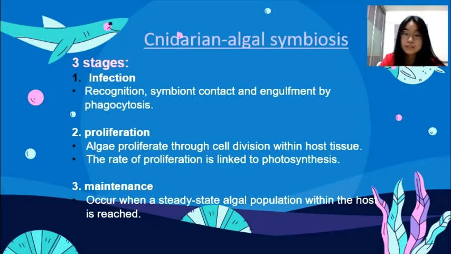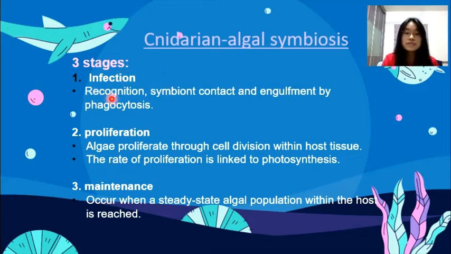In this slide, I'm going to talk about Cnidarian-algal symbiosis. This symbiosis involves Cnidarian species, which is the host cells, and algal cells. These three stages include how both cells interact with each other, they may exchange nutrients, and the number of algal cells will increase. The first step is infection, the second step is proliferation, and the third step is maintenance.